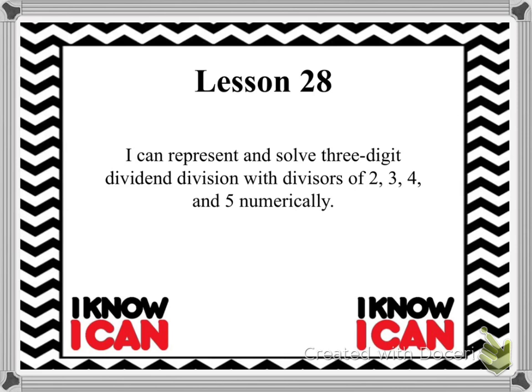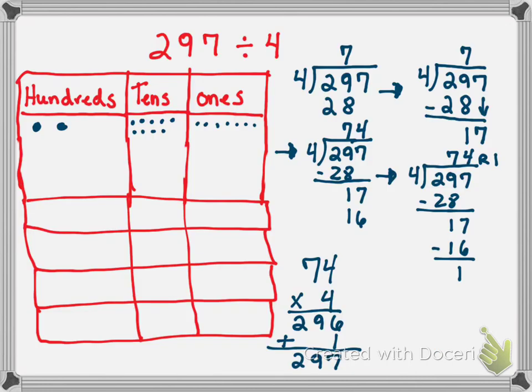I can represent and solve three-digit dividend division with divisors of 2, 3, 4, and 5 numerically. All right, so here we have 297 divided by 4. We're going to be using the place value chart and then show step by step how we're going to use long division and then finally check.